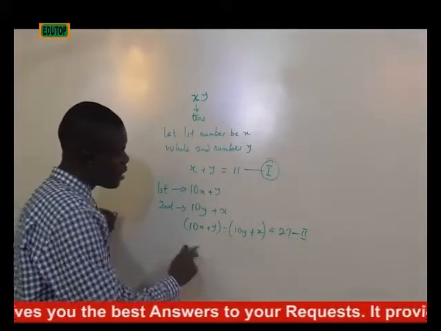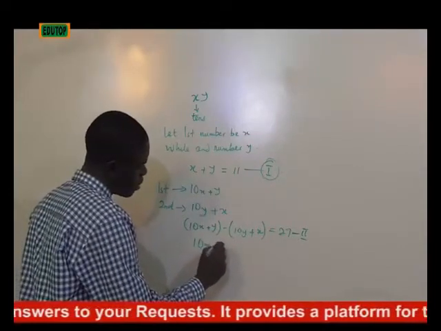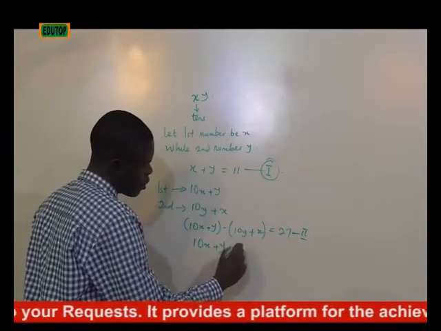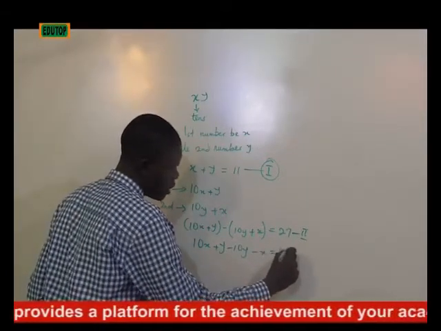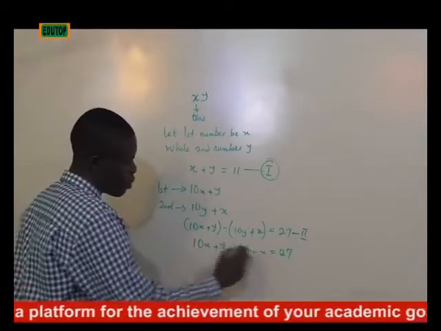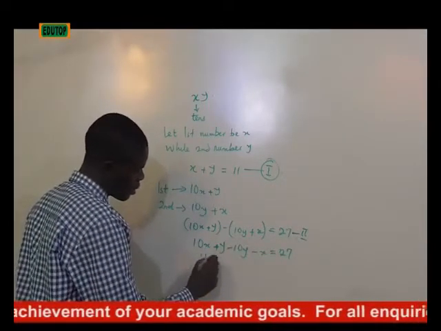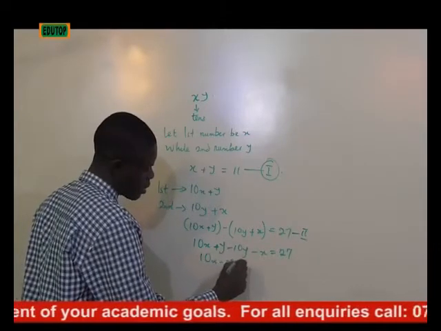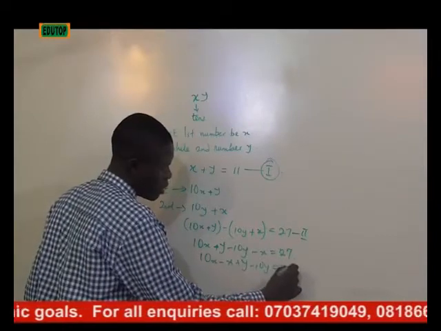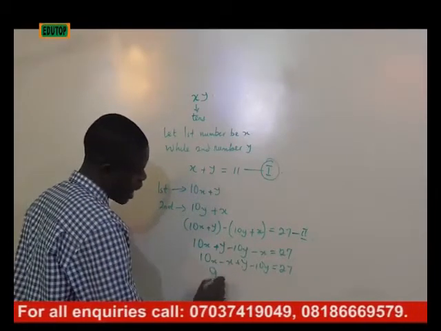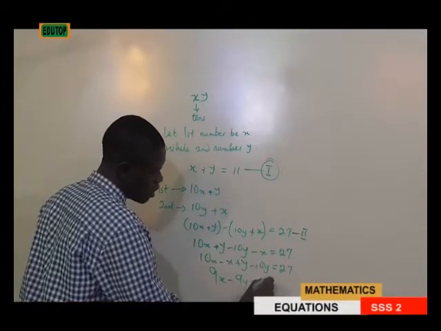We can simplify equation 2 by opening the bracket. Then we have 10x plus y minus 10y minus x equal to 27. If you simplify this further, 10x minus x plus y minus 10y is equal to 27. So this one becomes 9x minus 9y equals 27.